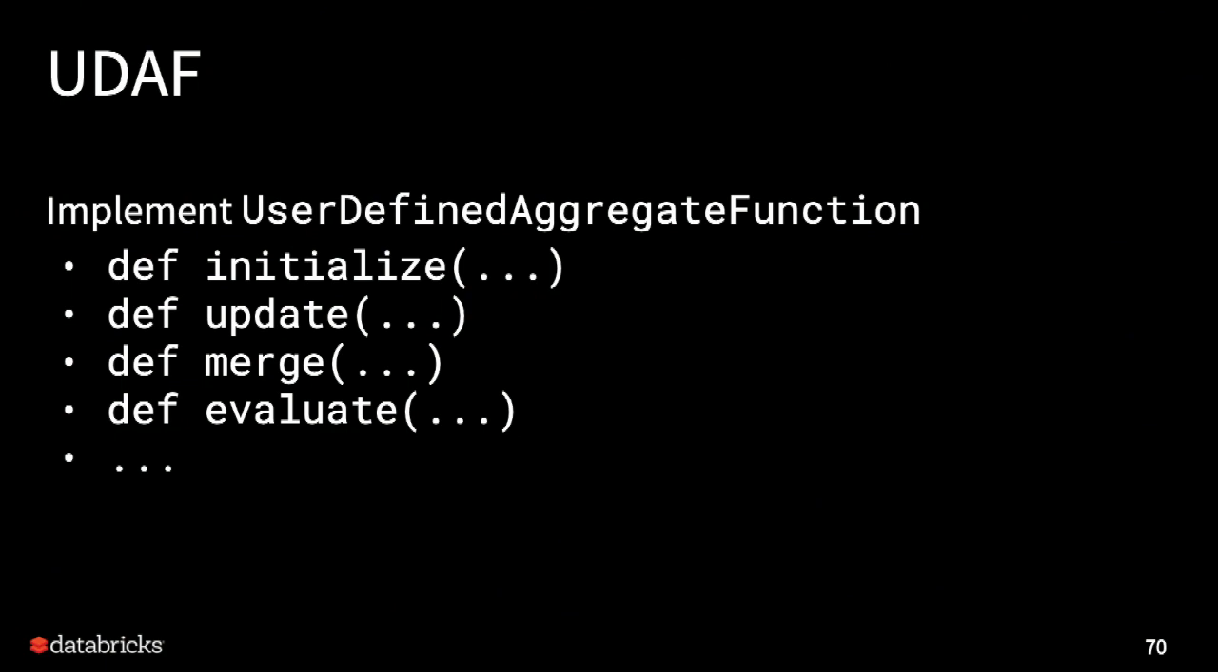So for instance, here are the four main functions that you need to implement in order to have a full UDAF implementation. Initialize is when you want to initialize the aggregate buffer. Update is when you take in input from rows and then do the aggregation and then put the data into the aggregation buffer. Merge is when you do a final aggregation. You need to merge two aggregation buffers into one. That's when you use this function. And evaluate is when you take the aggregation buffer and you evaluate it to the final value of the aggregate function.